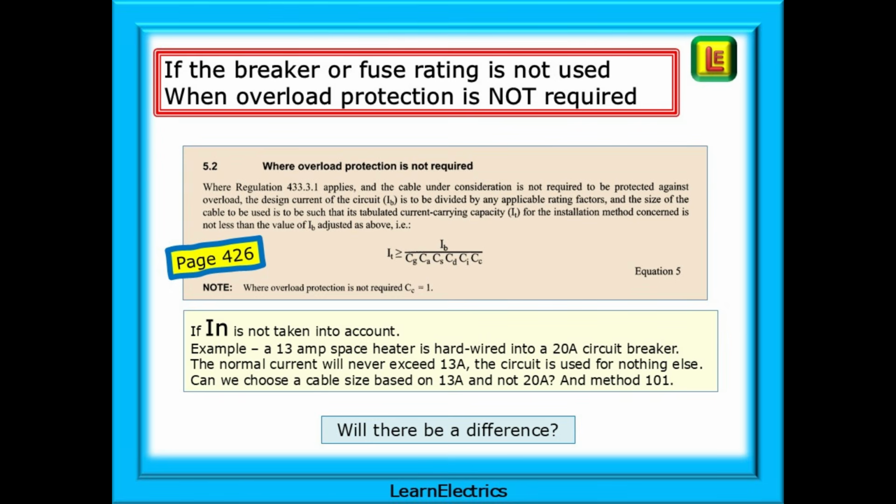Imagine that a 13 amp space heater is hardwired into a 20 amp circuit breaker. The normal current will never exceed 13 amps. The circuit is used for nothing else. Can we choose a cable size based on 13 amps and not 20 amps? And installation method 101 will be used. Will there be a difference in cable sizes by using 13 amps and one using 20 amps?